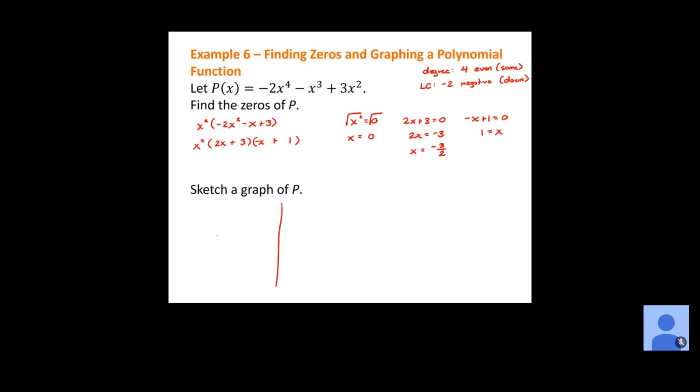So let's go sketch this now. Go ahead and put my x-intercepts on there first. So my zeros were x equals 0, which is the origin. X equals negative 3 halves, so that's negative 1.5, so between negative 1 and negative 2. And then finally, x equals positive 1 will be right here. In end behavior, we know both ends are going down. I'm going to have this end going down like this, and this end going down like this.